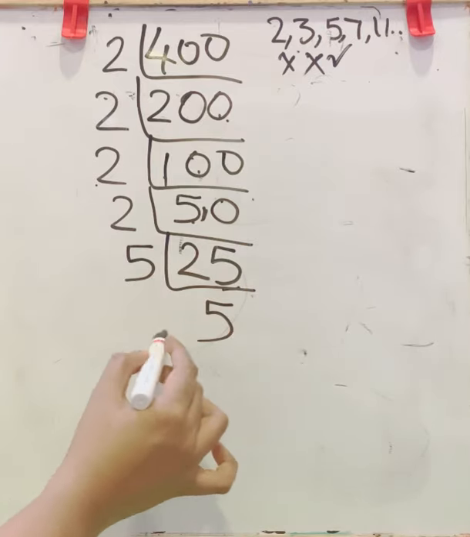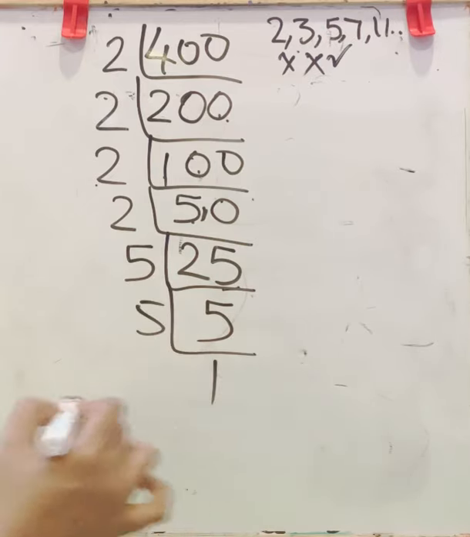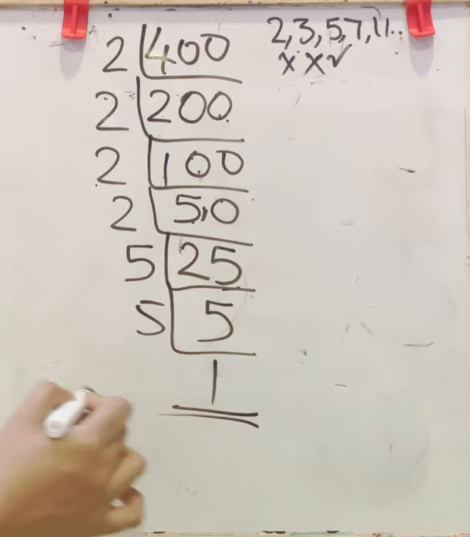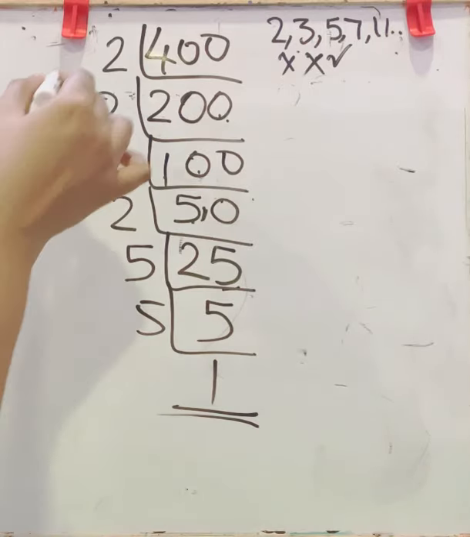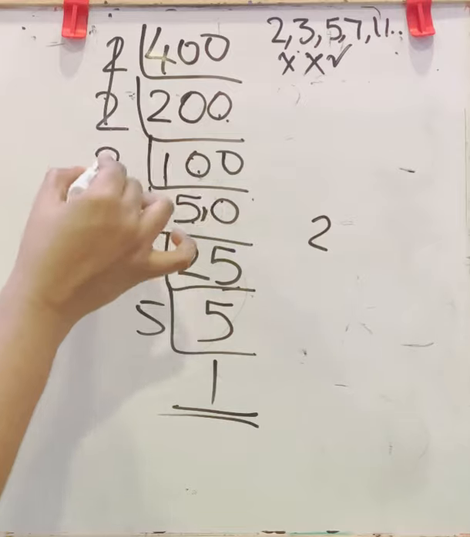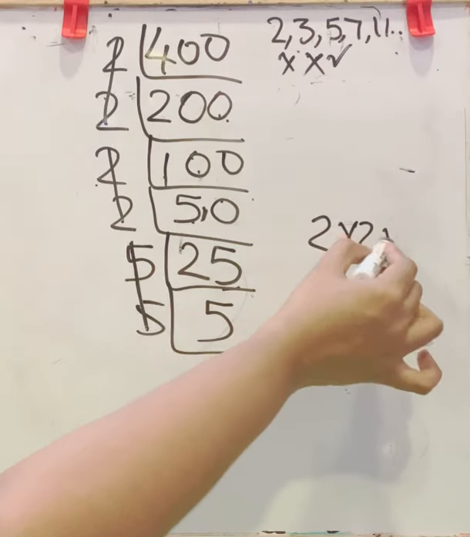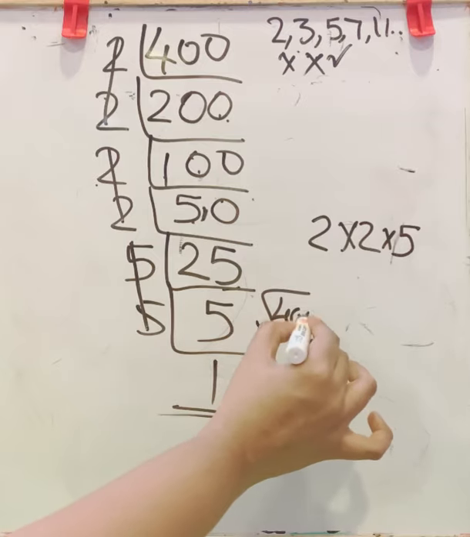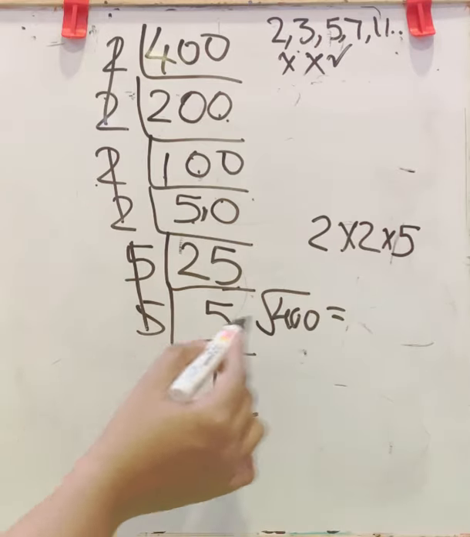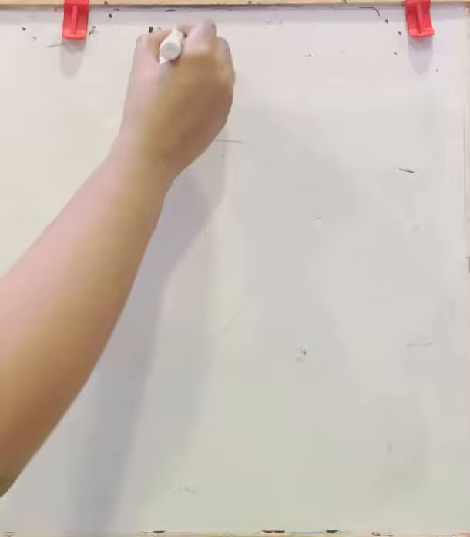5 5s are 25, again 5, so 5 1s are 5. Till 1 you have to do. Now next is pair the numbers. Take 1, 2, pair these 2 and take another 2. Take these 5s and take 1 5. Square root of 400 equals 2 into 2 into 5, that is 20.